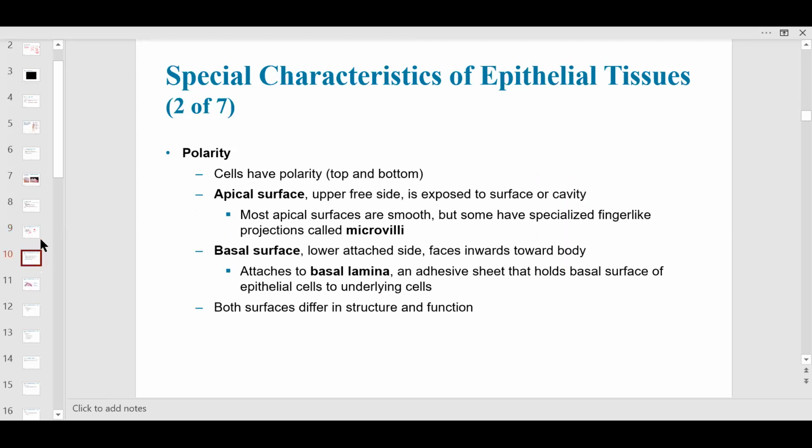So here's just going through some of the parts. Remember, the apical surface is the top, and that's where you have things like cilia and microvilli on the top of the cell facing the lumen. So you have to know what a lumen is.